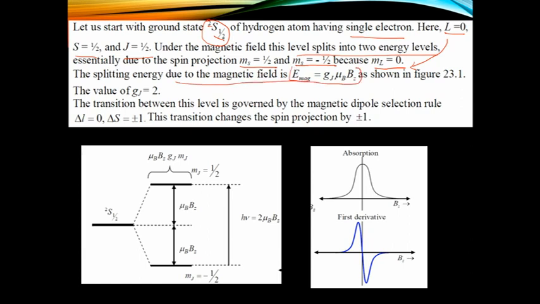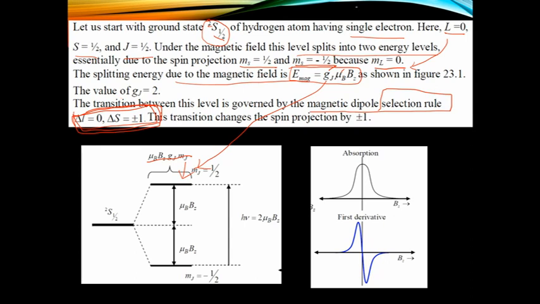The splitting energy due to the magnetic field is given by this formula. We need to remember this formula as a universal formula, g mu B. We will see later in the coming slides what g stands for and what mu and B stand for. The transition between these levels is governed by the magnetic dipole selection rule, which says that delta L should be equal to 0 and delta S should be plus or minus 1.